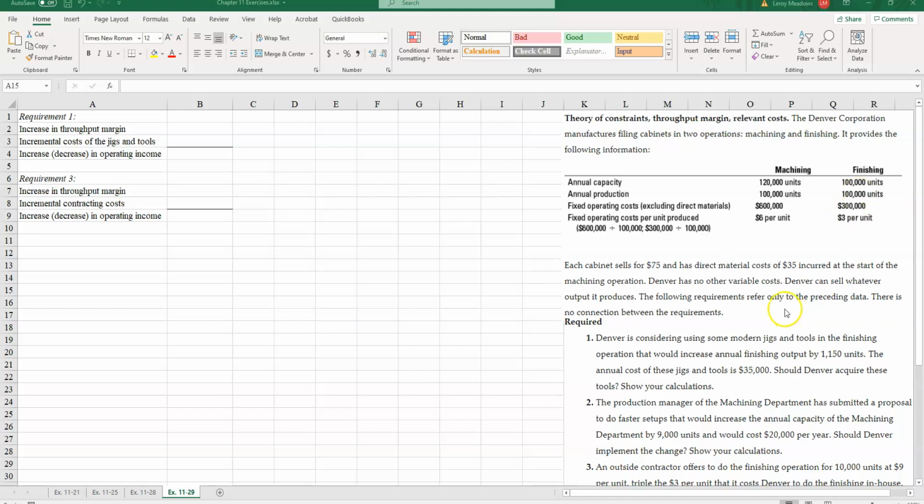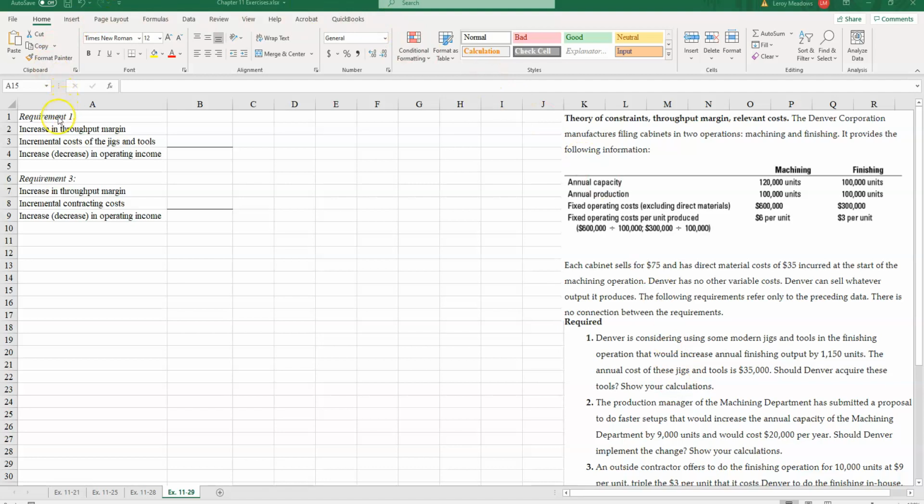So let's take a look here. Let's go to requirement 1. Denver is considering using some modern jigs and tools in the finishing operation that would increase annual finishing output by 1,150 units. The annual cost of these jigs and tools is $35,000. And we're asked, should Denver acquire these tools? And we're asked to show our calculations.